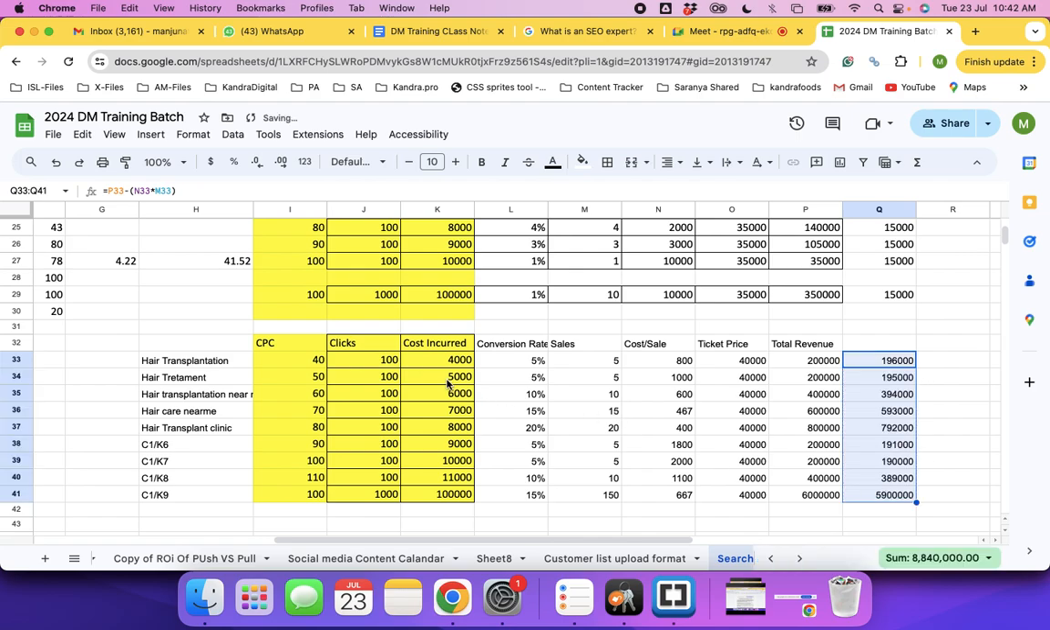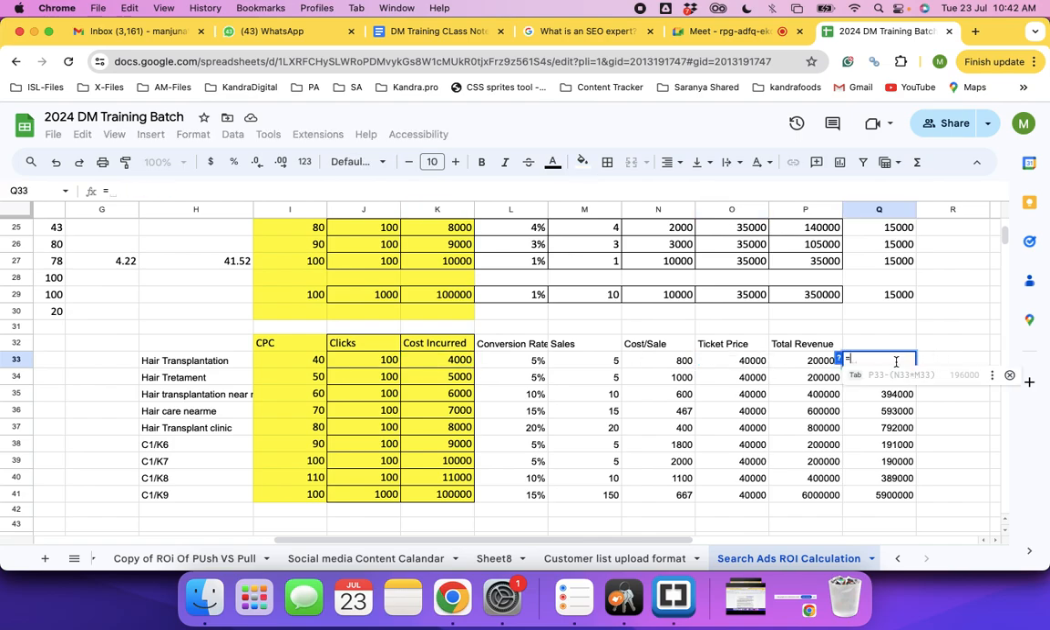See, if any doctor doing hair transplantation per person is spending 4,000 rupees, and if each click is costing 40 rupees, and if the conversion rate is 5%, they'll be able to achieve close to 2 lakhs of revenue just at the spend of 4,000 rupees.